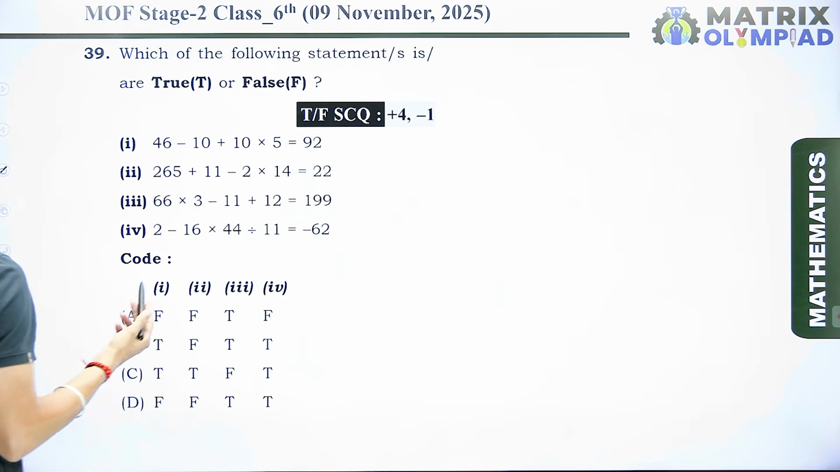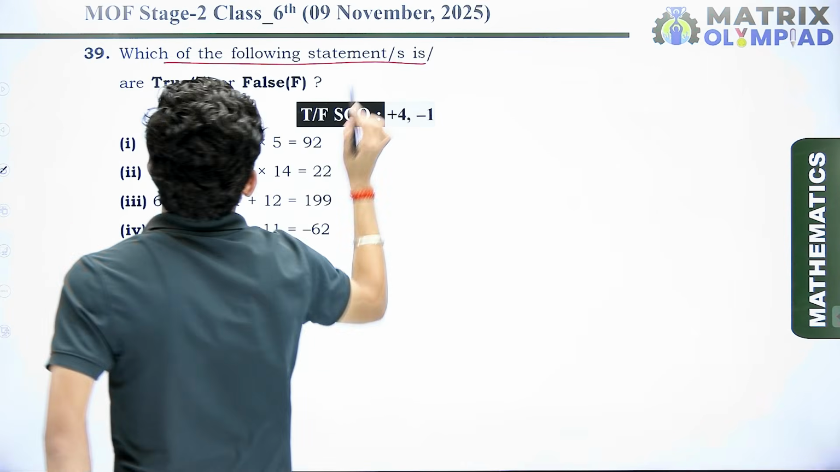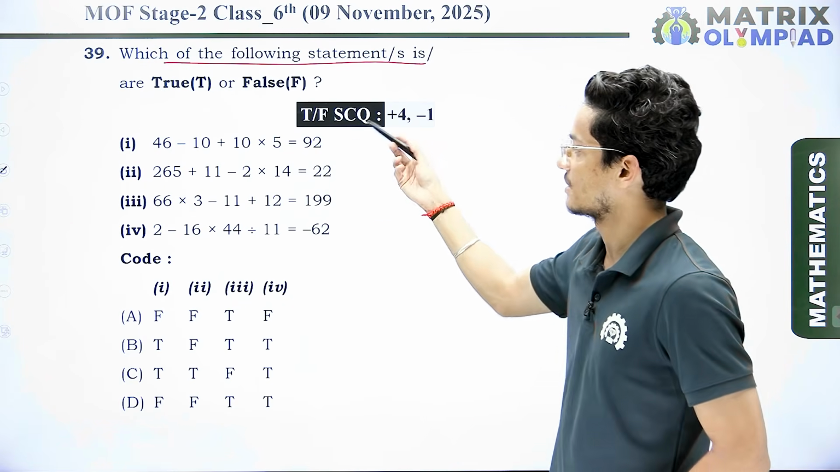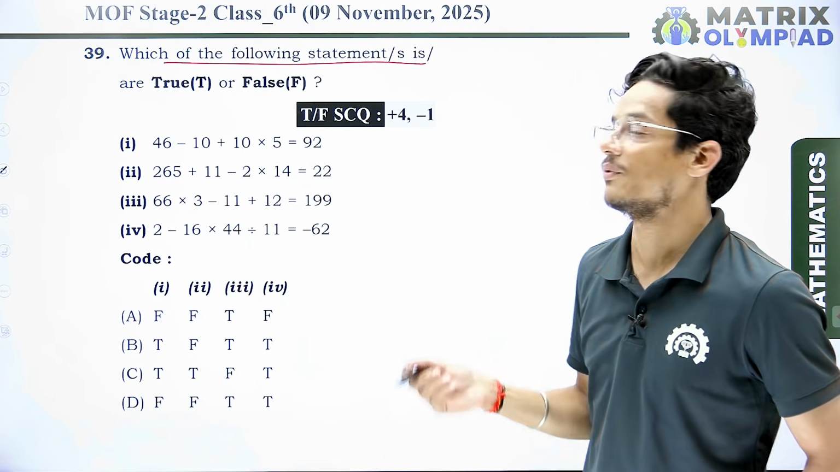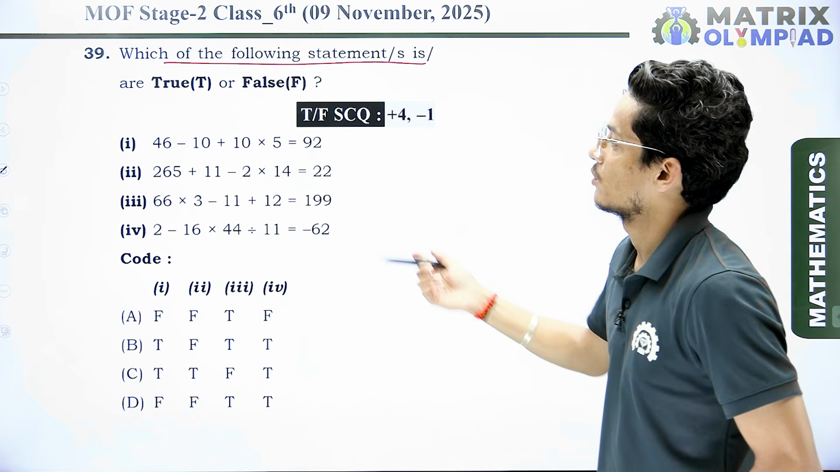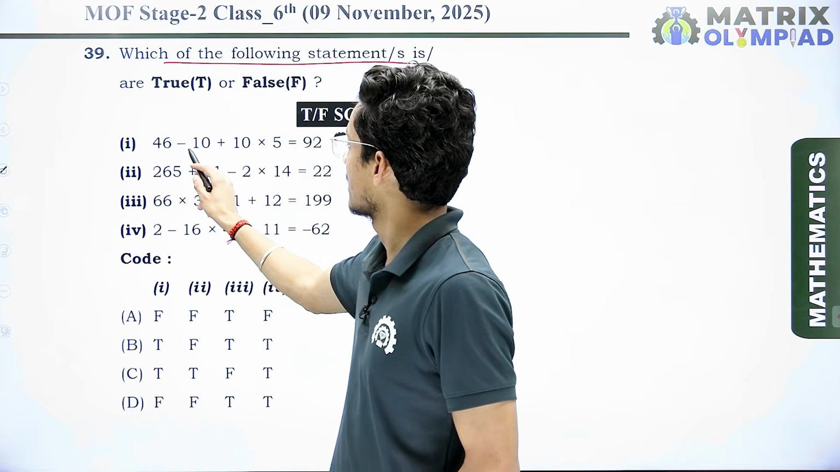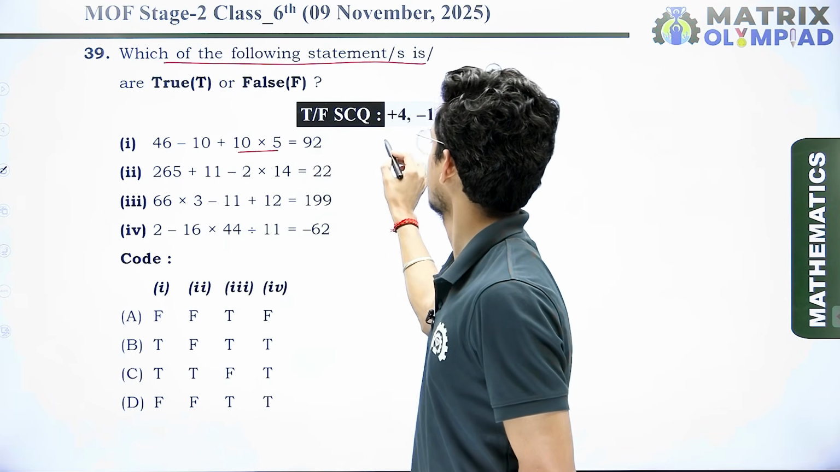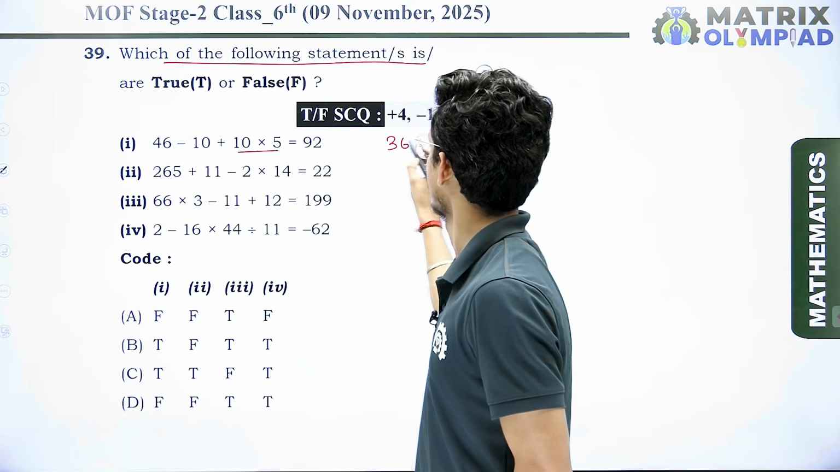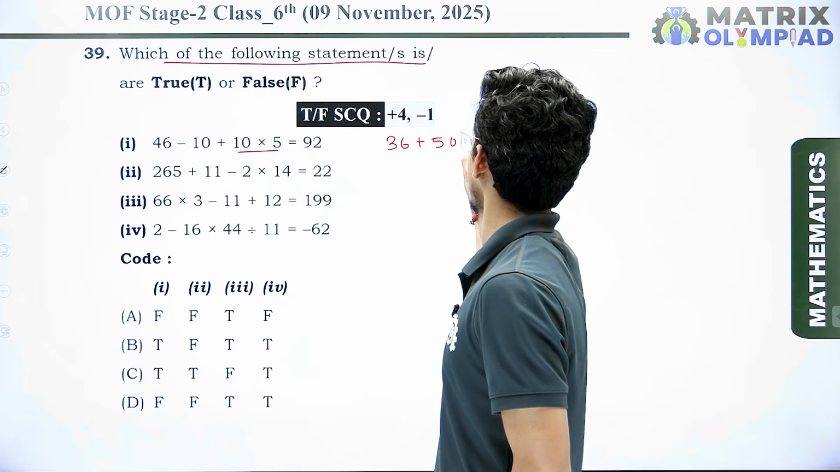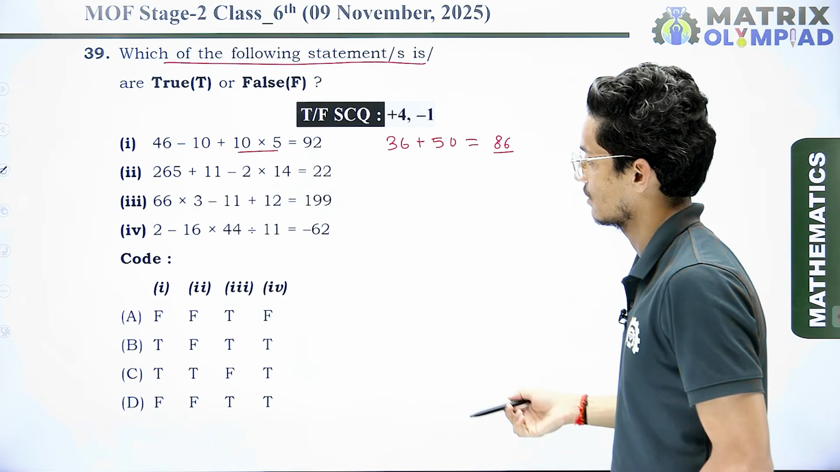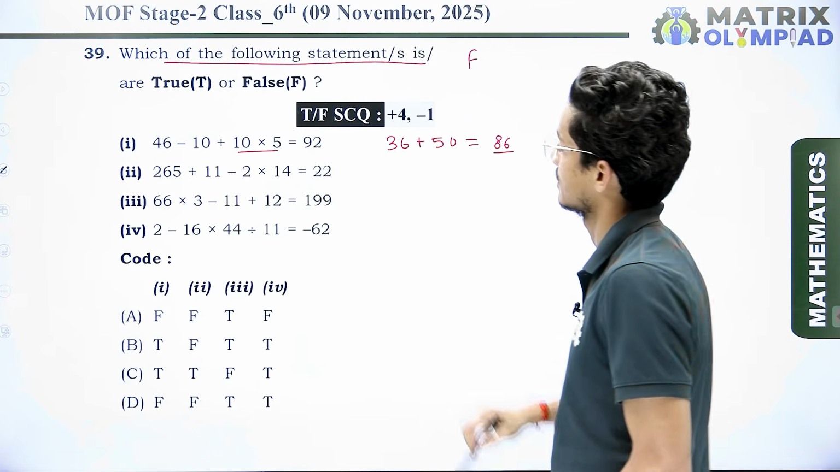Now the next question: which of the following statements are true and false? Here we have given some statements which we can solve with the help of the BODMAS rule again. First we have 46 minus 10 plus 10 multiplied by 5. We know 46 minus 10 is 36, and 10 multiplied by 5 is 50. When we simplify it, here we get 86. So this one is false.